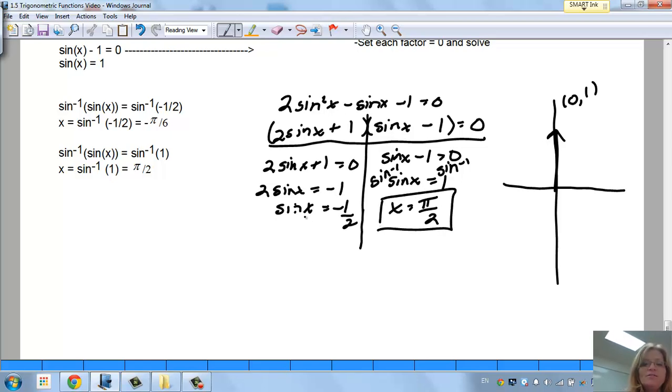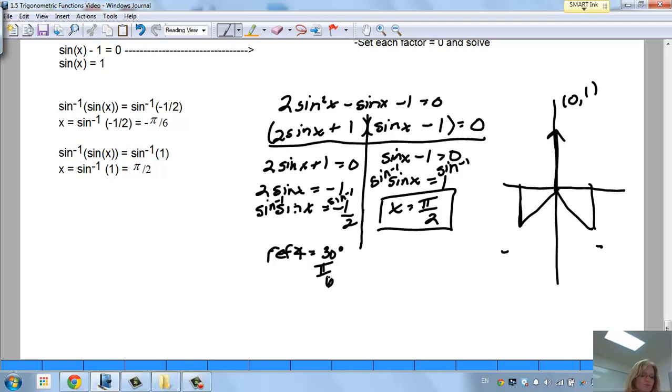Here I've got sine of x equals negative 1/2, where sine is negative in quadrants 3 and 4. I hope you recall that. So this is negative here and negative here. Now I know I have to find a reference angle. I don't want you to do it with the negative, but you find out your reference angle in this case is 30 degrees, or pi over 6.